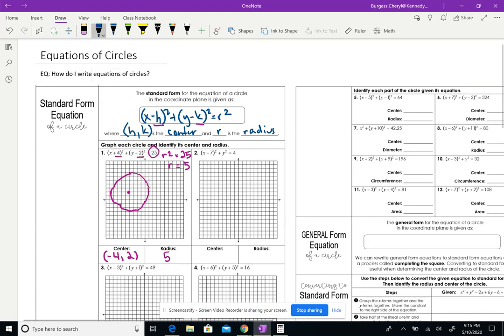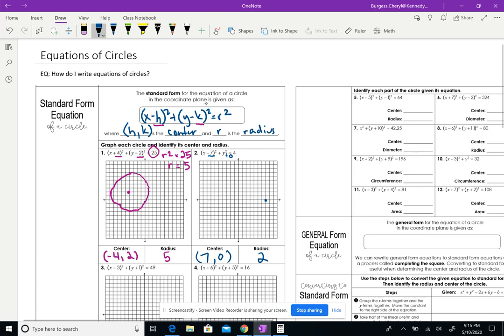We're given our h is 7 and our k is 0. So our center is at (7, 0). And the radius is the square root of 4. So the radius is 2. So this one should be easier to plot.